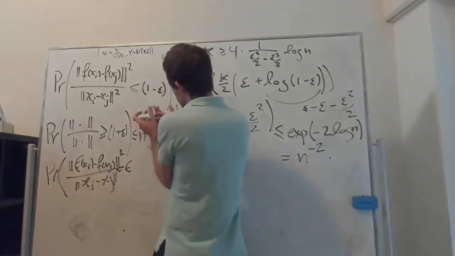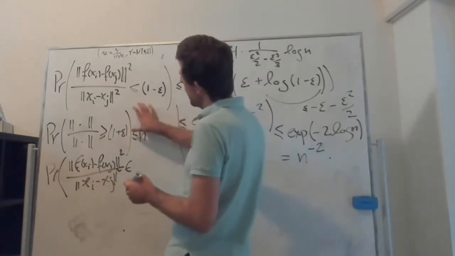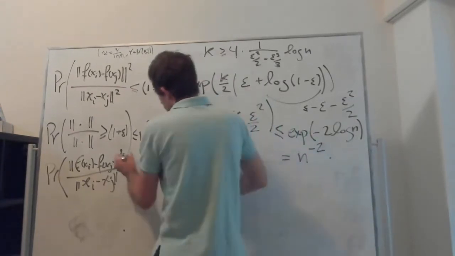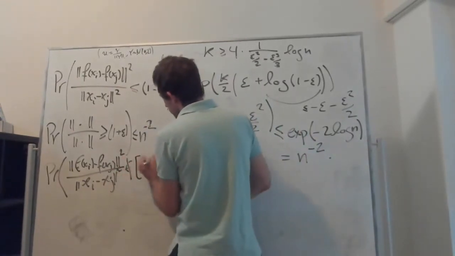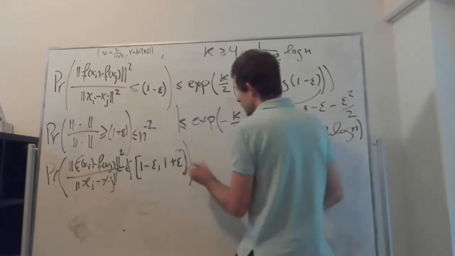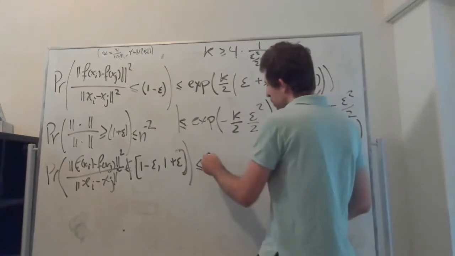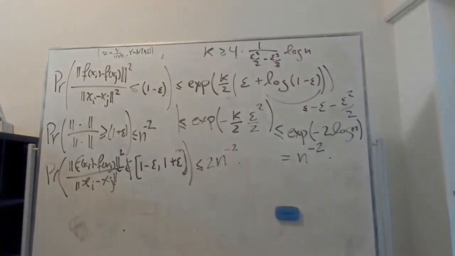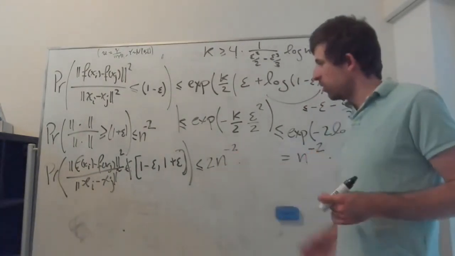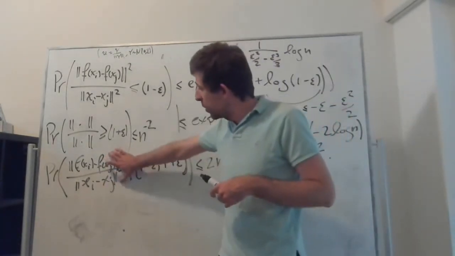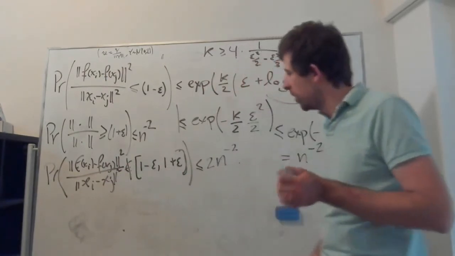is not in the interval, right? Not, the probability that it either overshoots or undershoots, so the probability that this is not in the interval of 1 minus epsilon, 1 plus epsilon, is smaller or equal, then we can just union bound, right? So it's smaller or equal than 2 n to the minus 2. So this means that with probability 1 minus 2 n to the minus 2, for these pairs of points, this ratio is actually between 1 minus epsilon and 1 plus epsilon.